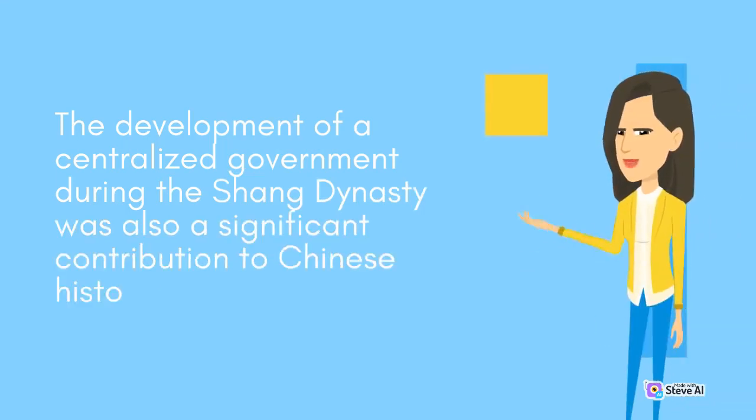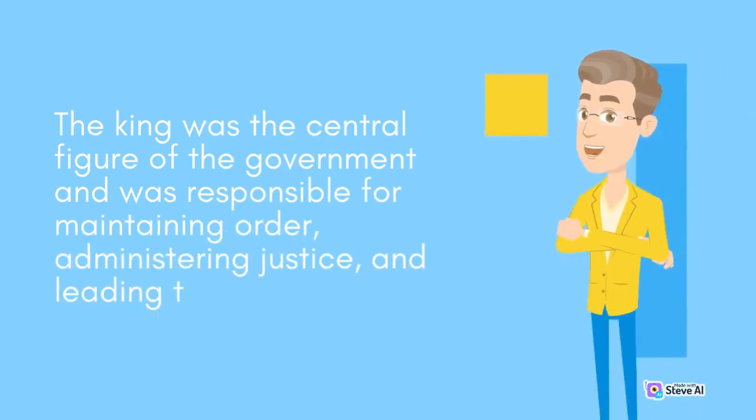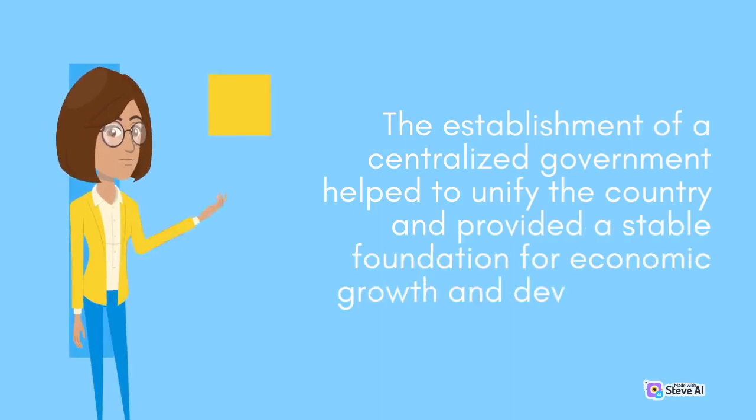The development of a centralized government during the Shang Dynasty was also a significant contribution to Chinese history and economy. The king was the central figure of the government and was responsible for maintaining order, administering justice, and leading the military. The establishment of a centralized government helped to unify the country and provided a stable foundation for economic growth and development.